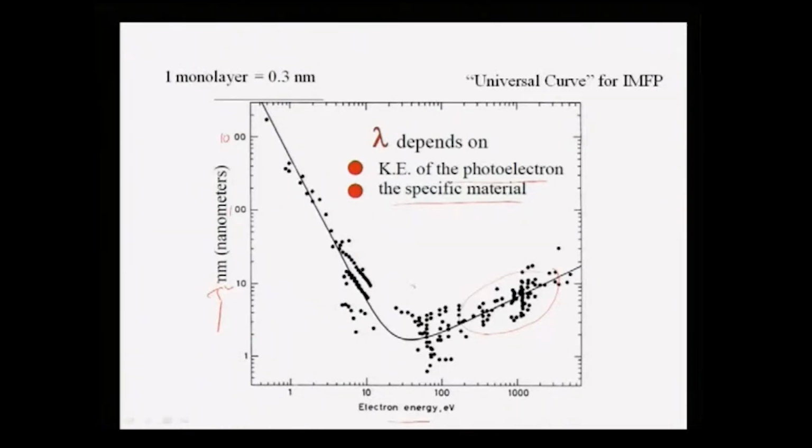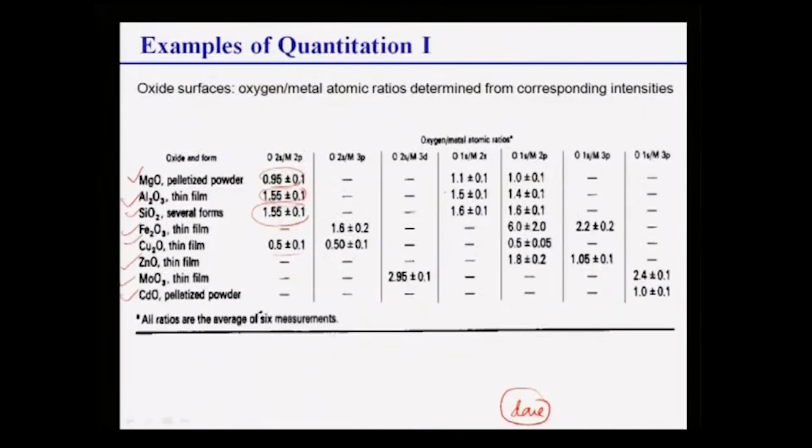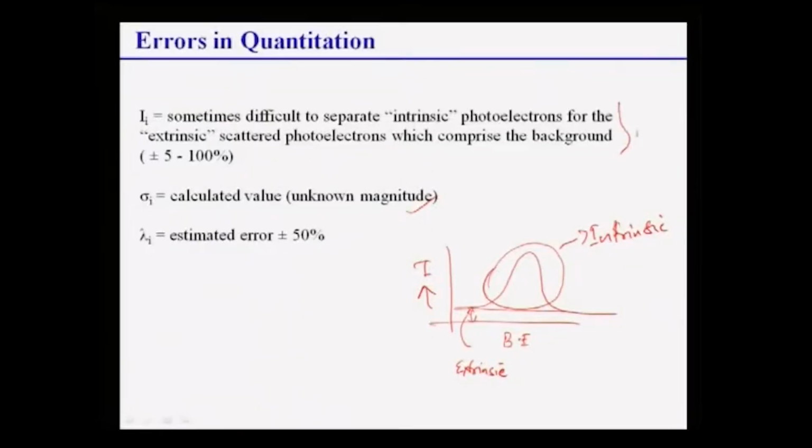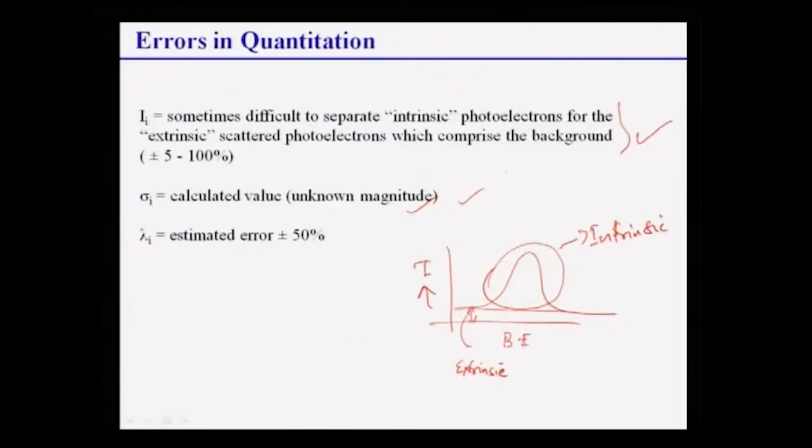This is the master plot, a universal curve, and obviously if there is a small error in measuring this lambda i, it can lead to error in the calculation of the compositions. But most importantly, you need to take care of this very well, otherwise the error can be high. For sigma i, the error is normally of unknown magnitude, so we cannot really predict it.